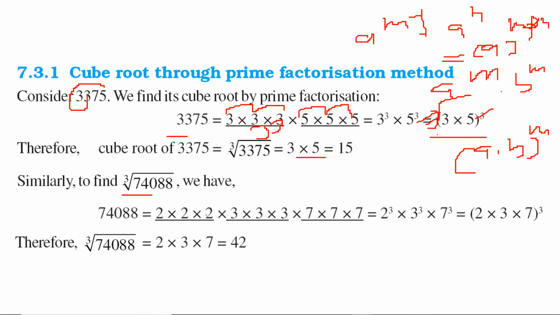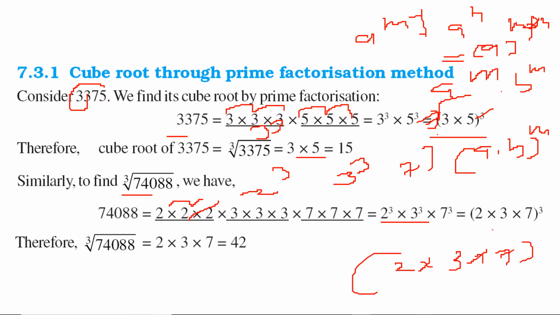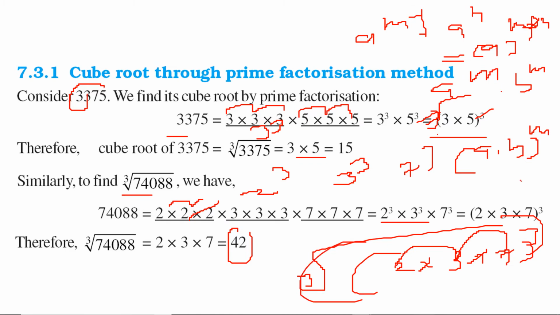Prime factor means prime numbers need to be in the factorization. So 2 into 2 into 2, 3 into 3 into 3, 7 into 7 into 7. This is 2 cube, this is 3 cube, this is 7 cube. So when you combine, this is 2 into 3 into 7 to the power 3. So 7 threes are 21, 21 into 2 is 42. So you take the cube root, which is actually the power of 1 by 3. The 3 gets cancelled, 2 into 3 into 7 is 42.